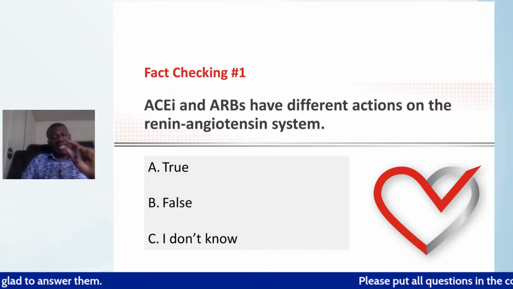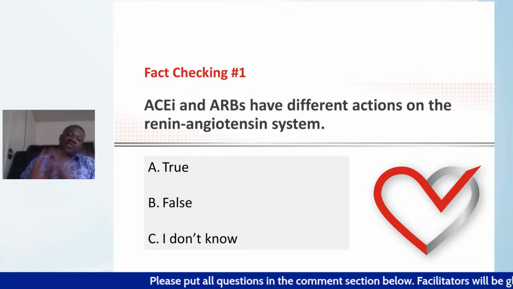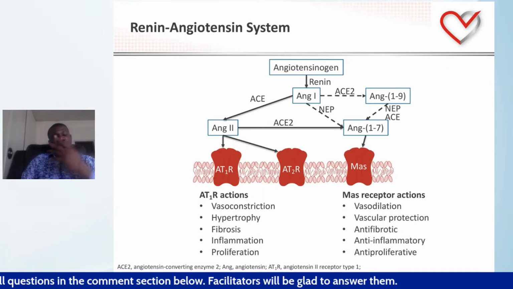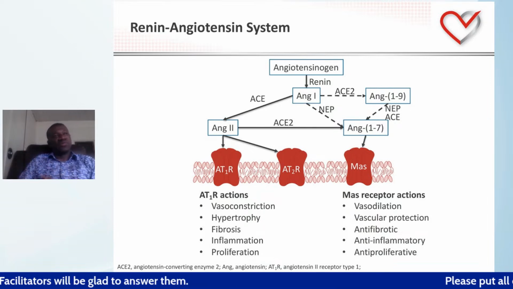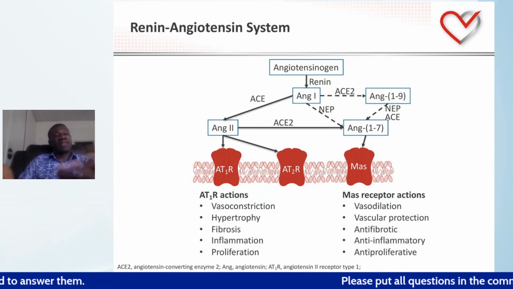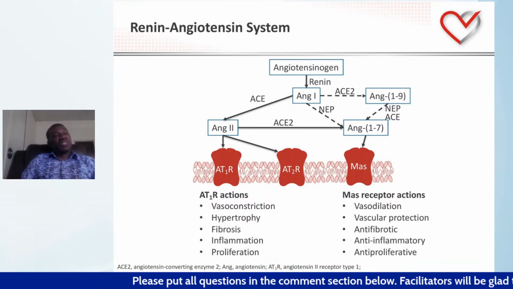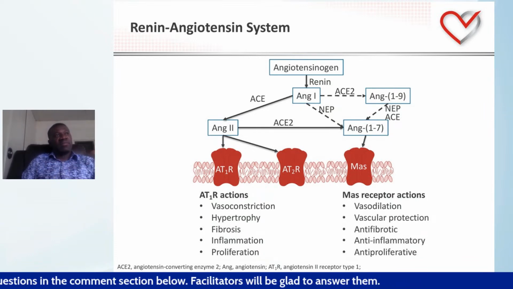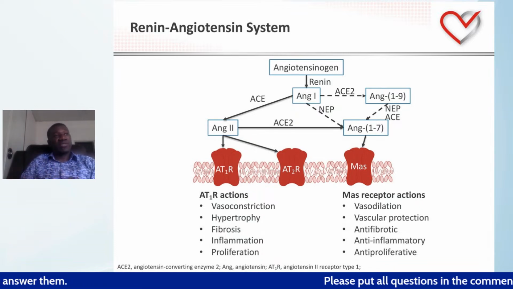So, let us ask ourselves this question: do ACE inhibitors and ARBs have different actions on the renin angiotensin system? Let us go through and decide. When you look at this slide, it brings us back to what we know traditionally: when blood volume or blood pressure goes down, renin is released from the juxtaglomerular apparatus, and it breaks down the angiotensinogen produced from the liver into angiotensin 1. Angiotensin 1 gets into the bloodstream and is carried to the lungs, where ACE is produced to convert angiotensin 1 to angiotensin 2.